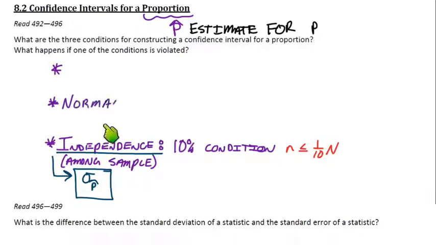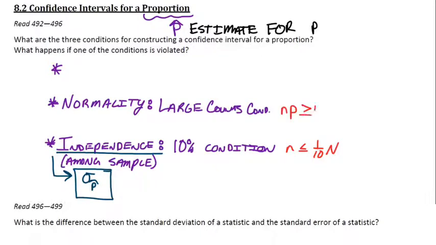Okay, then I'm going to work my way up here. Normality is another condition we have to meet. And for proportions, that's actually the large counts condition, or the LCC for short. And all that says is np greater than or equal to 10 and n(1 minus p) greater than or equal to 10. And actually, this is what we used last chapter when we assumed we knew what the true population proportion was.